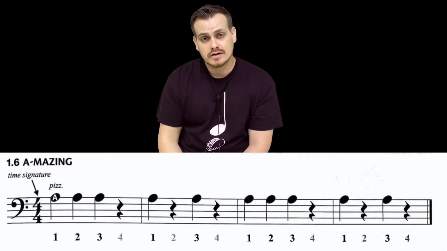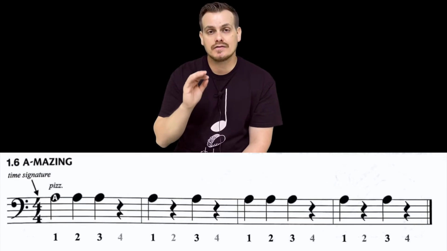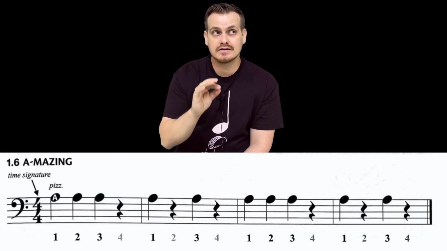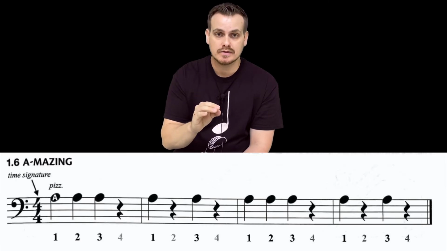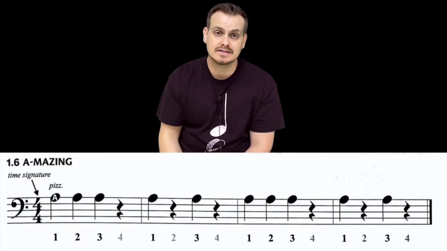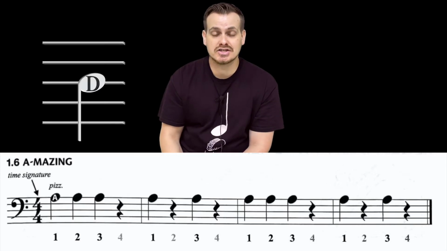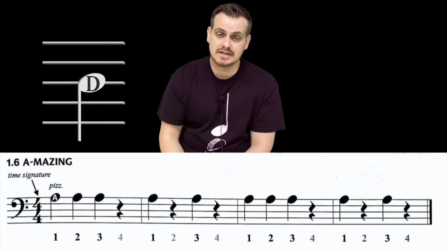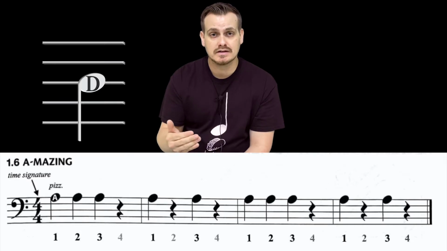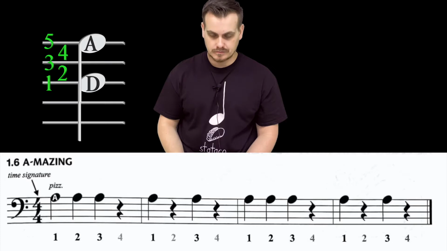For cello, your open A is going to be on the 5th line. Now, this pitch, violin, viola, and cello, is A higher in pitch or lower in pitch than D? Your A is actually higher in pitch than your open D string. So your open A string is a 5th higher than your open D string.